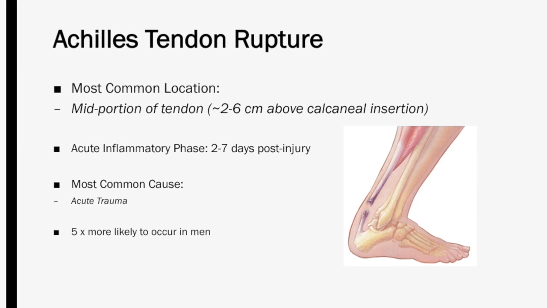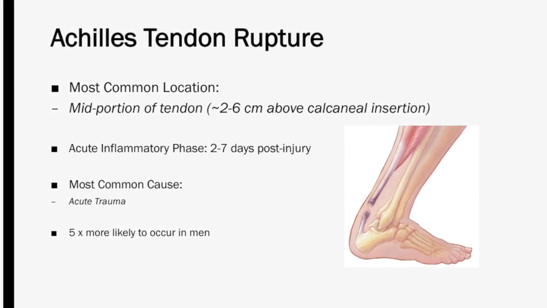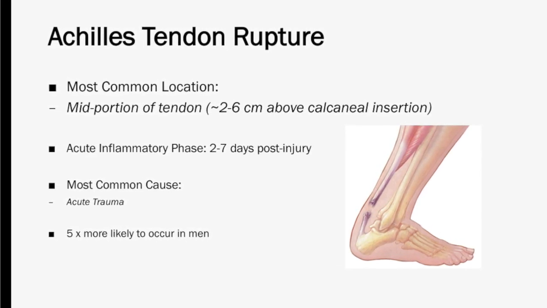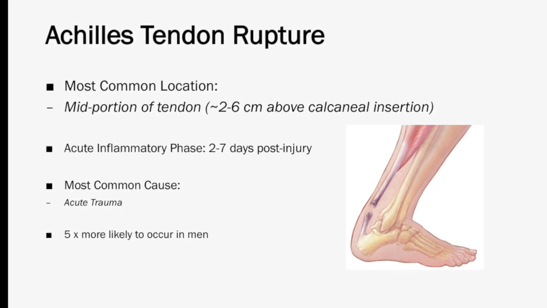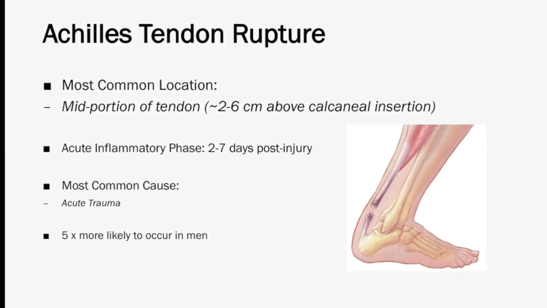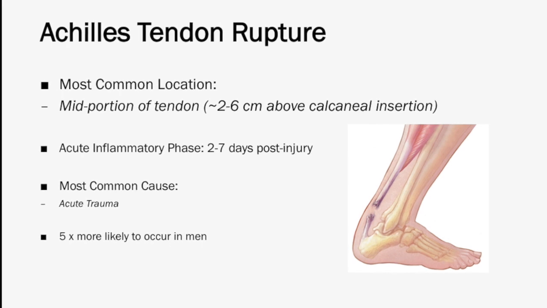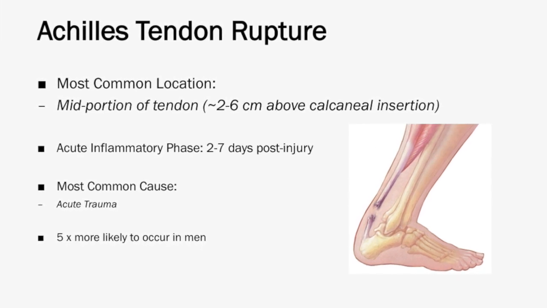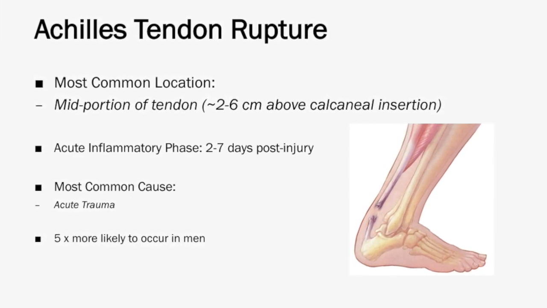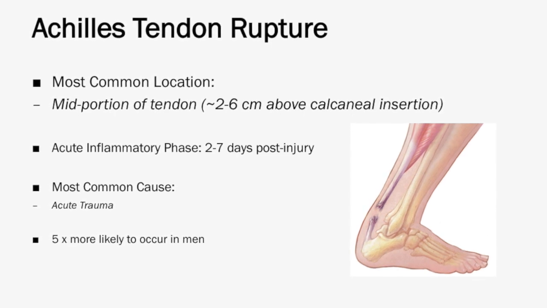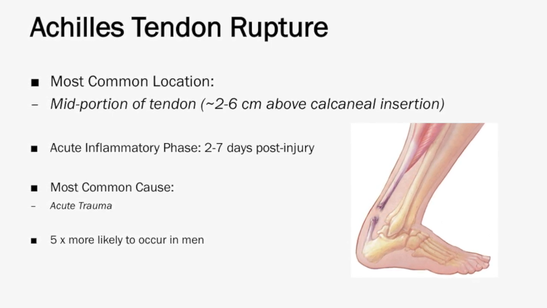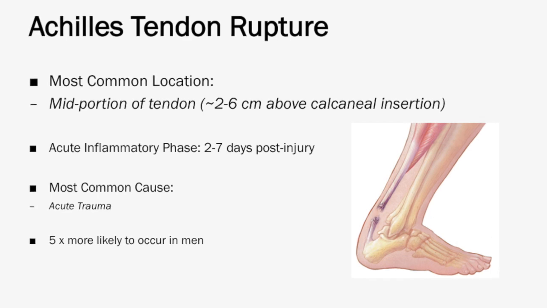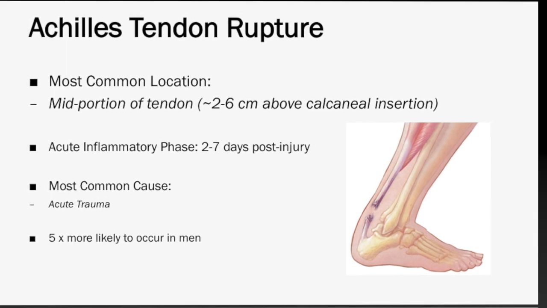The most common location for a partial or complete Achilles tendon rupture is in the mid-portion of the tendon, approximately 2 to 6 centimeters from the calcaneal insertion, which is a darn good tidbit to remember. The acute inflammatory phase is thought to last 2 to 7 days after injury. Ruptures are usually caused by acute trauma that suddenly increases stress on the tendon and are unfortunately 5 times more common in men than women.